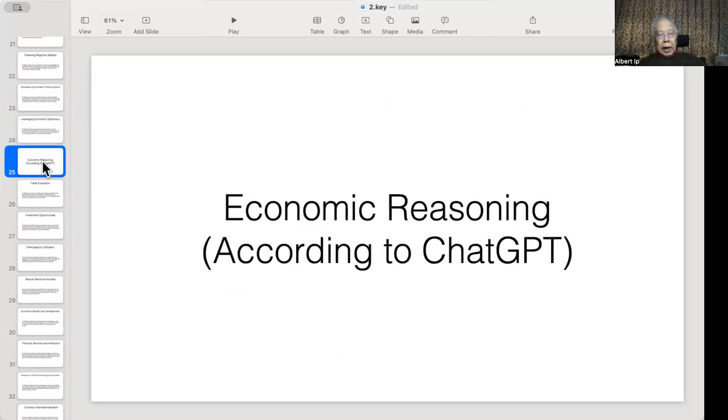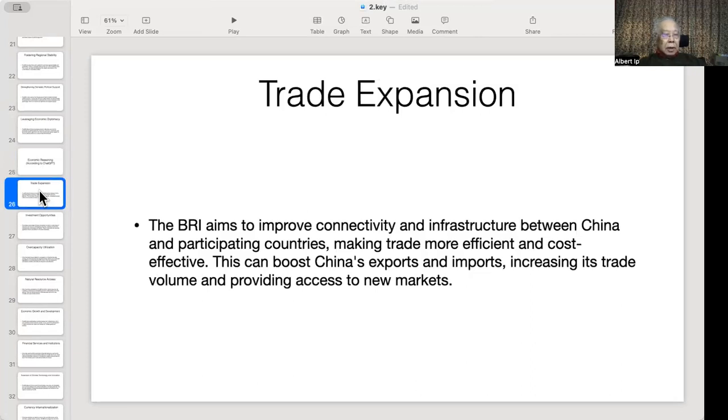So again, after looking at the political reasoning, I also asked ChatGPT for the economic reasoning. So these are the reasons given by AI. Trade expansion. China is already the major trading partner of about 160 some countries in the world. And for 2023, the first 3 quarters, China's import and export expanded by only 4.9%.